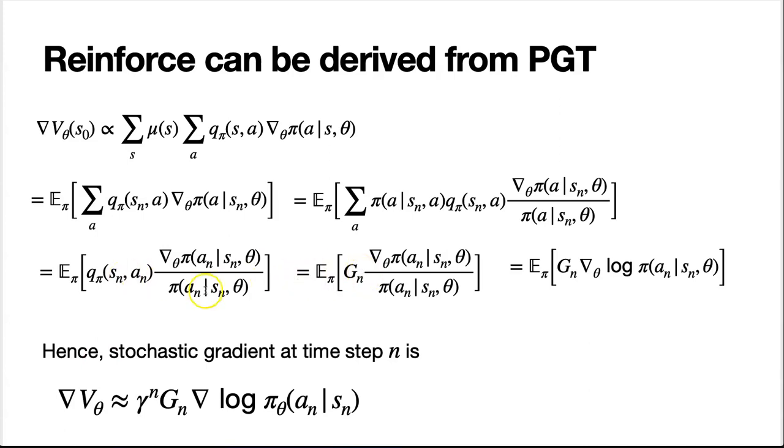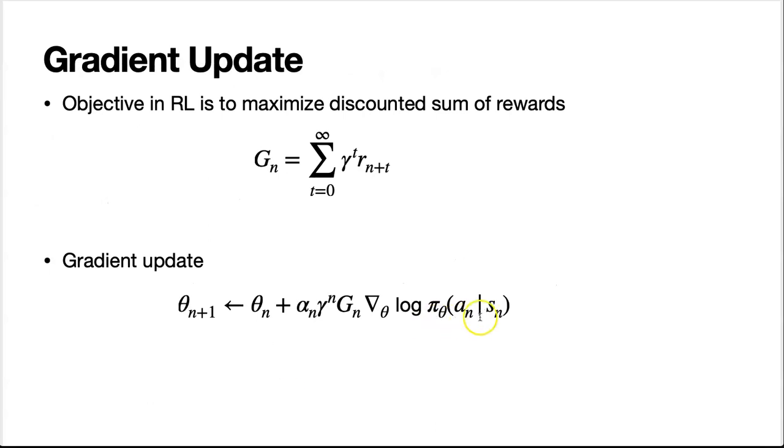In the next step, because we know that the expectation over pi of q pi is actually the Monte Carlo estimate Gn, we plug in this value. Then we see that if we just use the log of the policy, this expression is equivalent to this fraction here when we take the gradient. So using these steps, we can see that the stochastic gradient at time step n is given by this expression, gamma n Gn nabla log pi theta, which was the gradient update we saw 2 slides back.